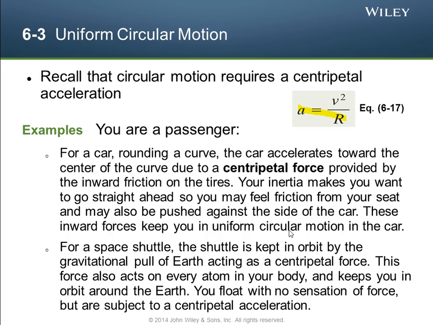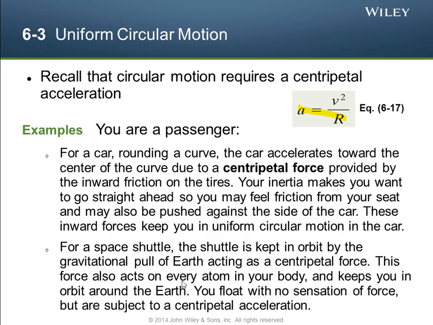So you think that you are actually being pushed out, but in fact you are being pushed in towards the center of the circle. Now that feeling of being pushed out is just your inertia wanting to continue that straight path. Now if we look at a space shuttle, the shuttle is kept in orbit around the Earth due to the gravitational pull, and that acts as the centripetal force. The force also acts on every atom in your body and keeps you in orbit around the Earth. You float with no sensation of force, but are subject to centripetal acceleration.